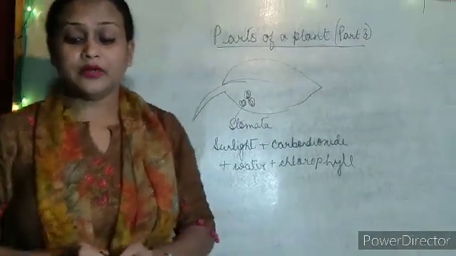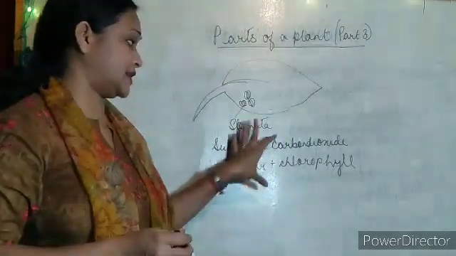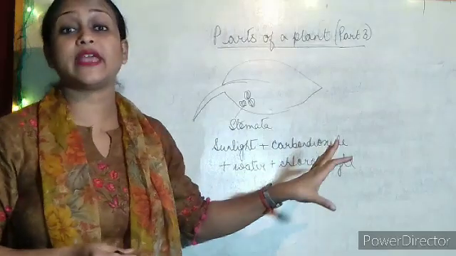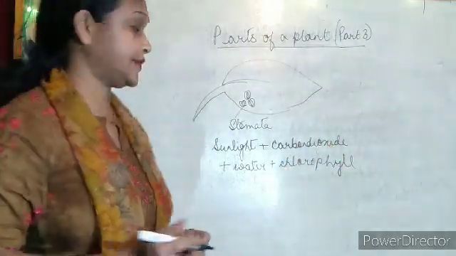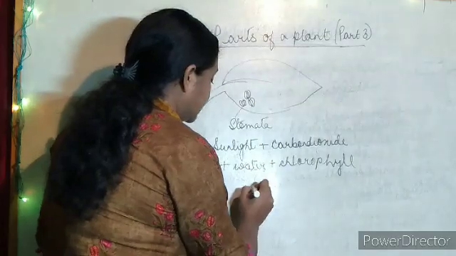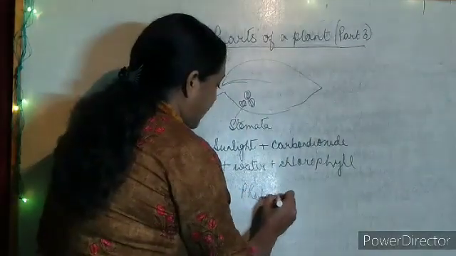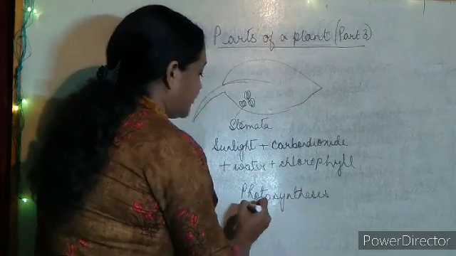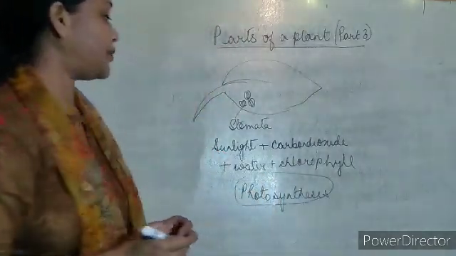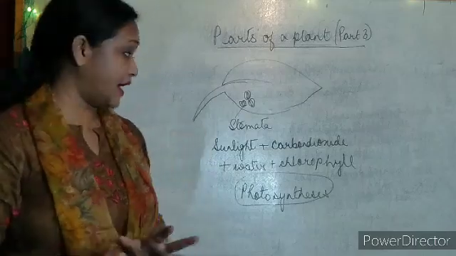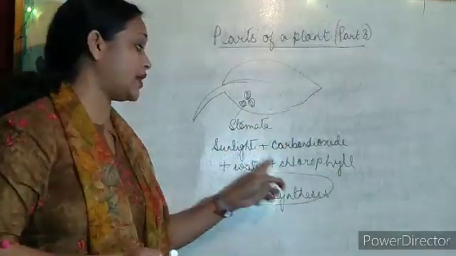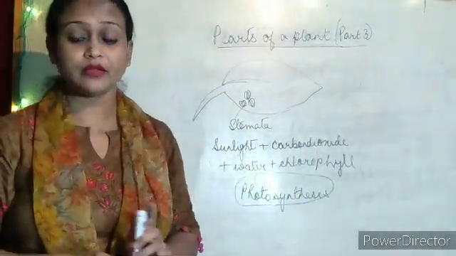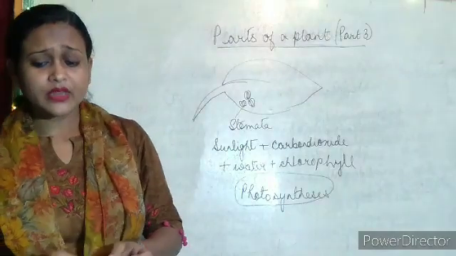Now, this process of making food for the plant is known as photosynthesis. What is it known as? It is known as photosynthesis. The process of making food by plants using sunlight, carbon dioxide, water and chlorophyll is known as photosynthesis.